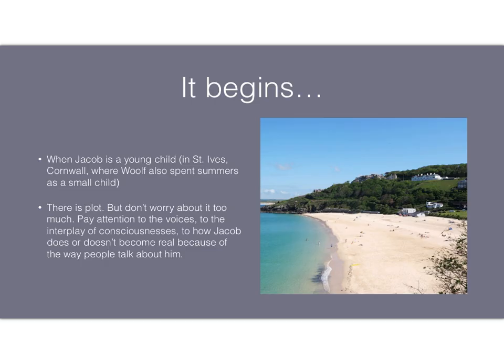The novel begins when Jacob is a very small boy. Like Woolf in childhood, he is spending time on the beach in St. Ives, Cornwall, observing the world around him and being observed by others. There is a plot in this novel. Jacob is going to grow up and have a variety of experiences, just as we all do. But what happens in the novel isn't as important as how we find out about it.